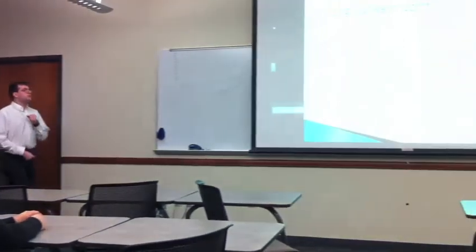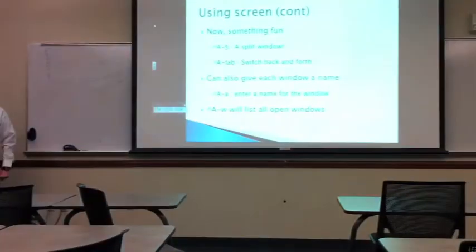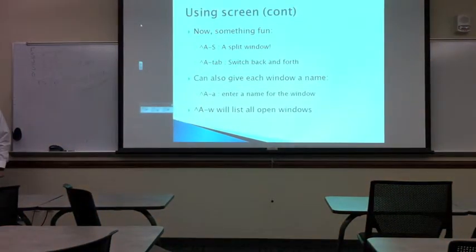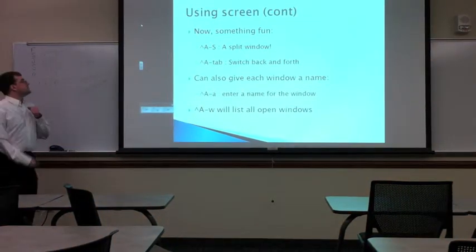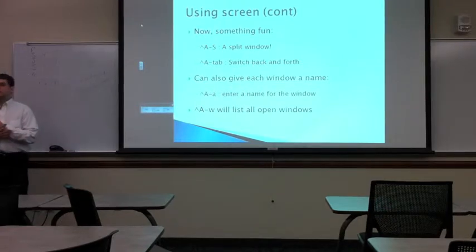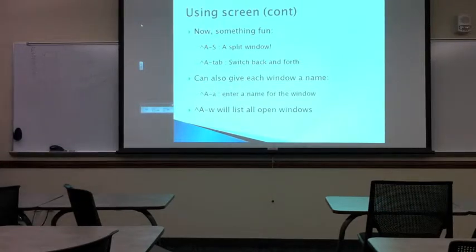So another thing you can do, remember that little red split I had on the first slide? Well, the way you do that is that you hold Control, you press A, and then you hold Shift and you press S. And that'll split the window in 2, right down the middle, vertically. You can also do it horizontally if you hold Control, press A, and then you press the little pipe bar.